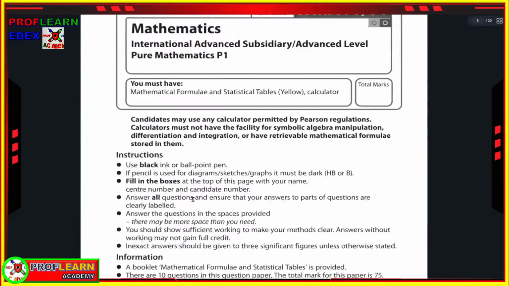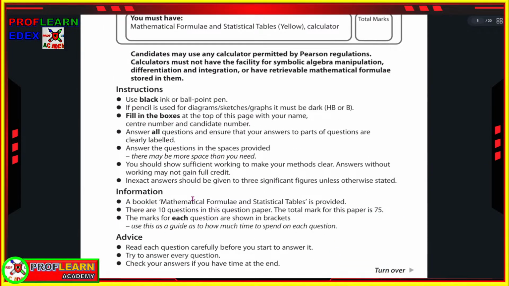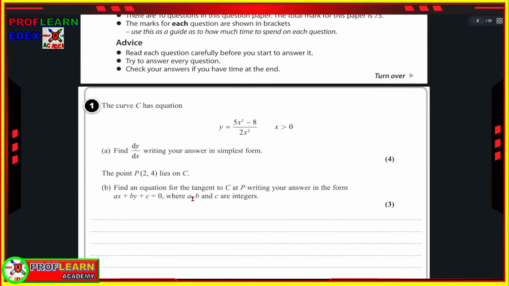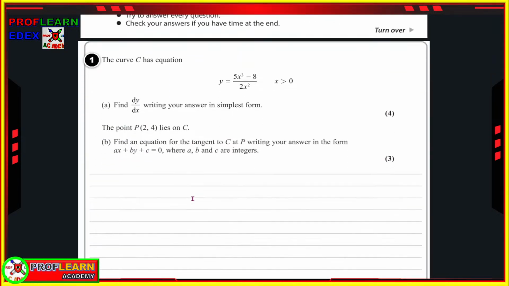This paper is usually out of 75 marks, and we're going to have about 10 questions to discuss. This is going to enable us to prepare for that exam.